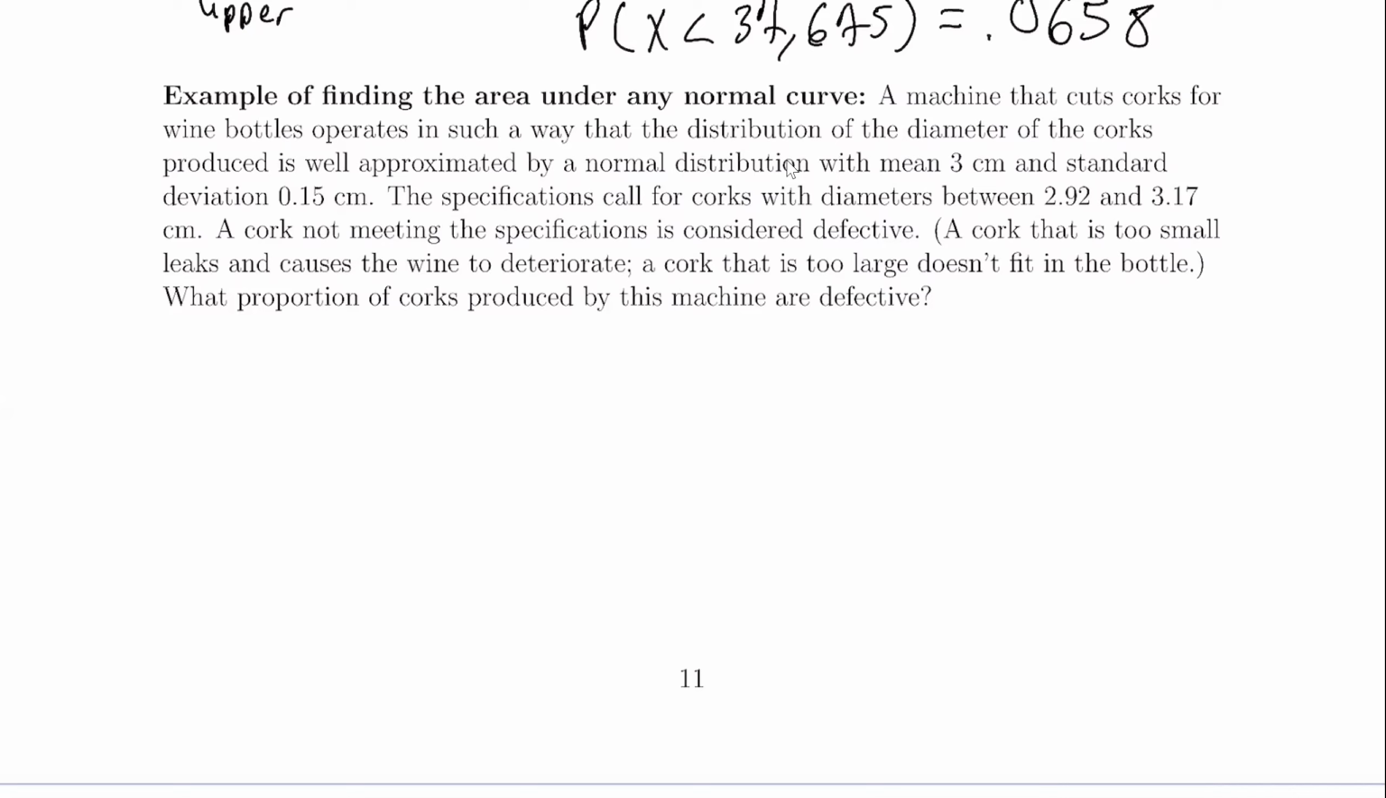All right, so let's go ahead and get some of the basic information they gave us. The mean is 3 centimeters. The standard deviation is 0.14 centimeter. They also told us that the distribution is a normal distribution.